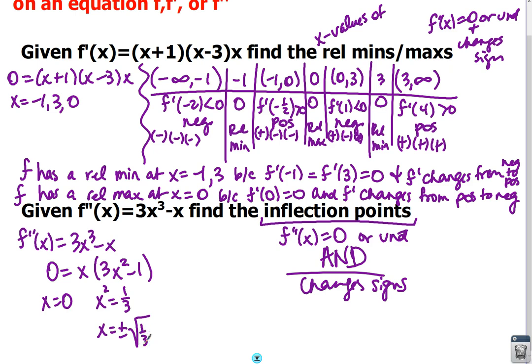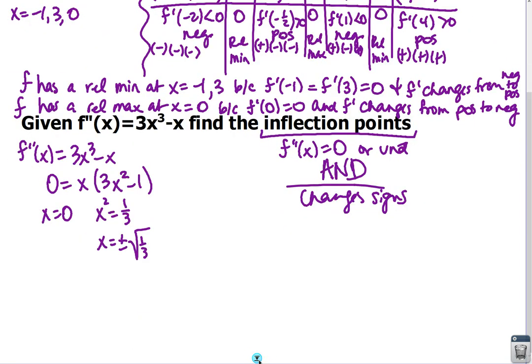You can rationalize that if you want to. I think you guys know how I feel about rationalization at this point. It's so irrational. That was funny. I laughed.